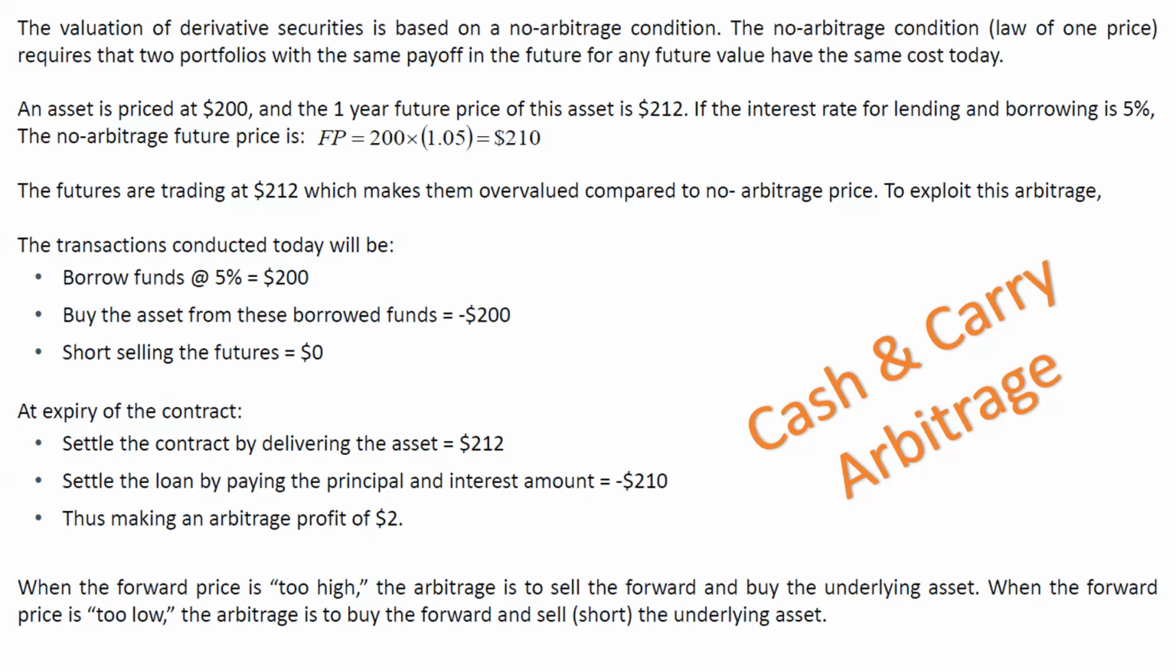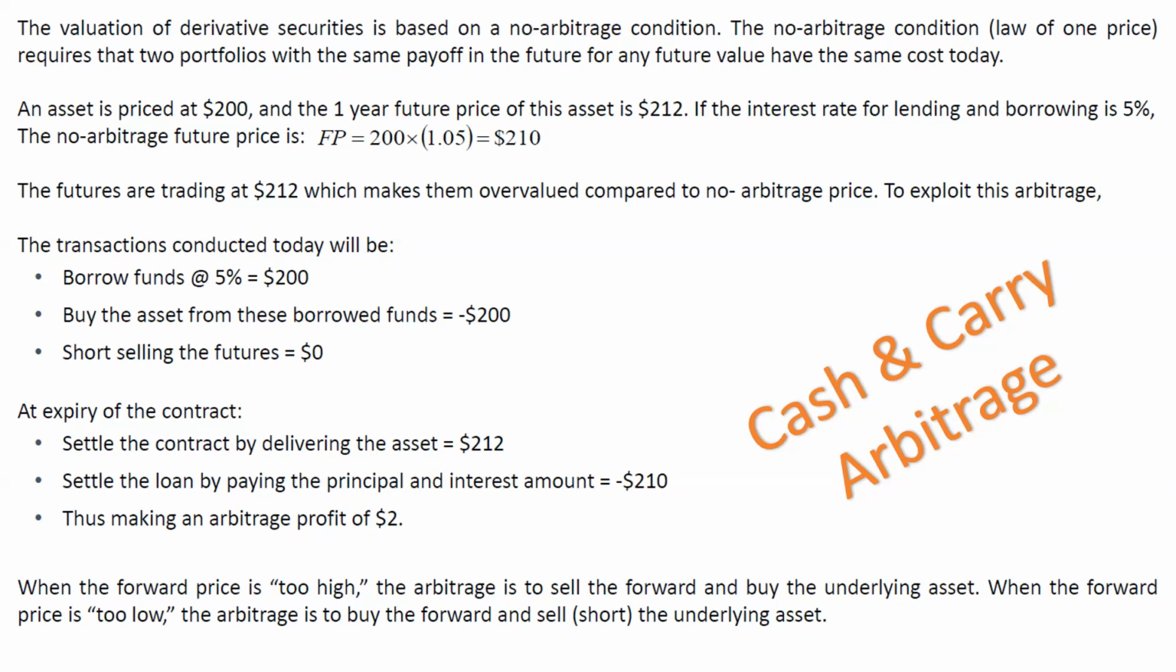Now we are going to touch upon the topic, what if the current market price is very different than the no arbitrage forward price? So what if the futures price is trading at a price which is very different than the no arbitrage price? The valuation of derivative securities is based on a no arbitrage condition. The no arbitrage condition is based upon the law of one price, which requires that two portfolios with the same payoff in the future for any future value must have the same cost today. So the sentence might be a bit confusing. Let me go to the example so you will understand it better.